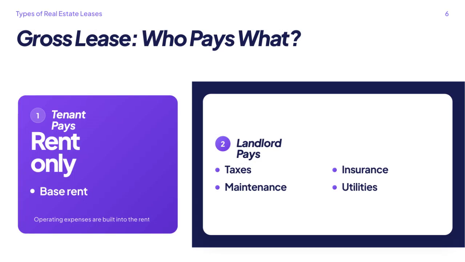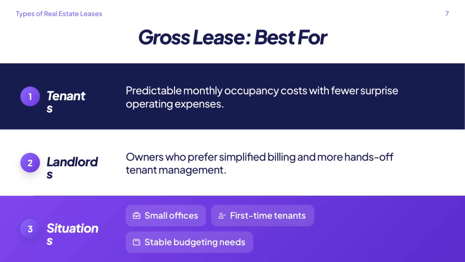Now, let's talk about the gross lease and who is responsible for what costs in this type of agreement. In a gross lease, the tenant pays only the base rent. This means that the rent you see up front typically includes more than just the space itself. The landlord, on the other hand, takes care of a number of additional expenses. These include property taxes, insurance, maintenance, and even utilities. Essentially, the landlord bundles all these operating costs into the rent, which can make budgeting easier for the tenant since they don't have to manage or pay these expenses separately. Understanding this split is crucial because it affects how you plan your finances as a tenant or a landlord. So remember, with a gross lease, tenants focus on paying their fixed rent, while landlords handle the variable costs associated with the property.